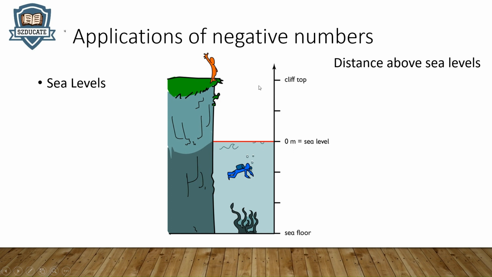first, this man on the cliff is 100 meters above the sea level. So we say his distance above sea level is 100 meters, which is positive 100 meters. I just put a plus here to emphasize that it's positive. How about the diver? He's below. So what is his distance above sea level? It cannot be a positive number. It must be negative. Yes, it's 20 meters below sea level. So we say his distance above sea level is negative 20 meters. How about the sea floor? It's 100 meters below. The depth is 100 meters. So we say that the sea floor's distance above sea level is negative 100.